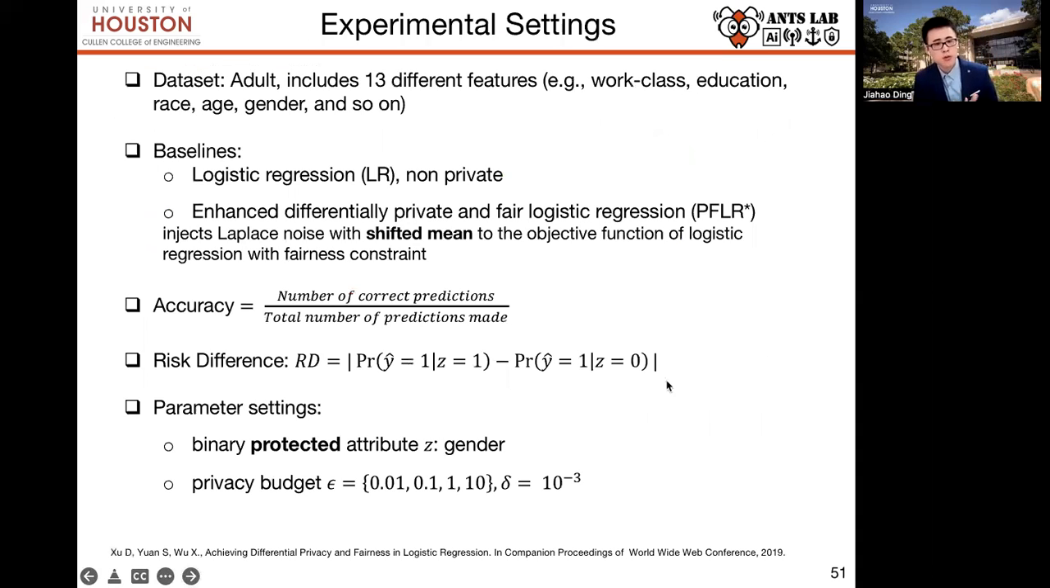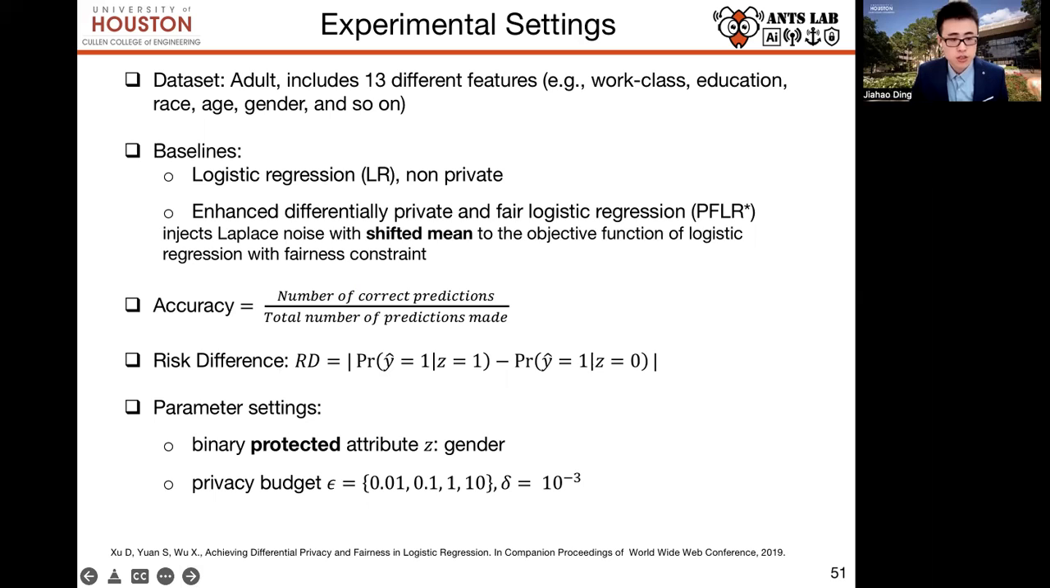Next, this is the experimental setting. We conduct simulations over the Adult data set, which includes 13 different features, for example work class, education, race, age, gender, and so on. The baselines are logistic regression and PFLR-star, an enhanced differentially private fair logistic regression method. This method injects noise with shifted mean into the objective function of logistic regression with a fairness constraint. We consider two metrics for performance: one is accuracy, the other is the risk difference.